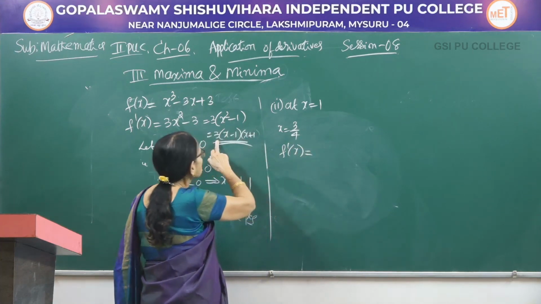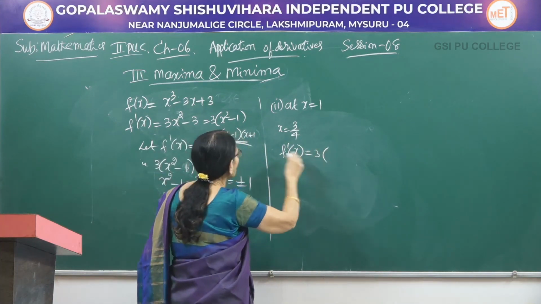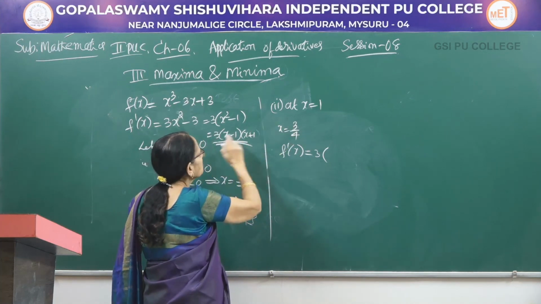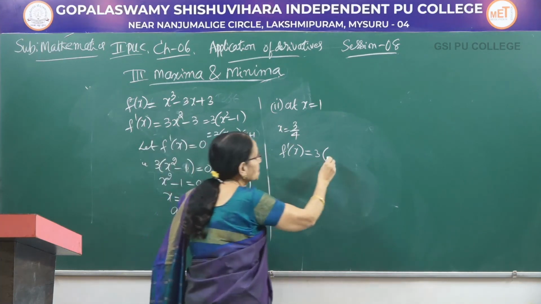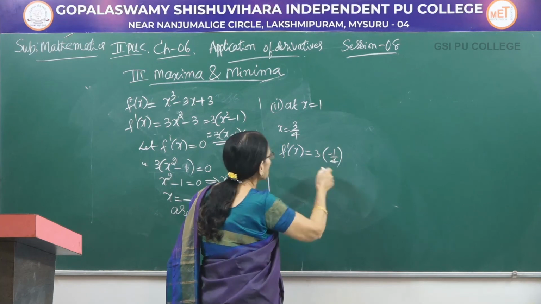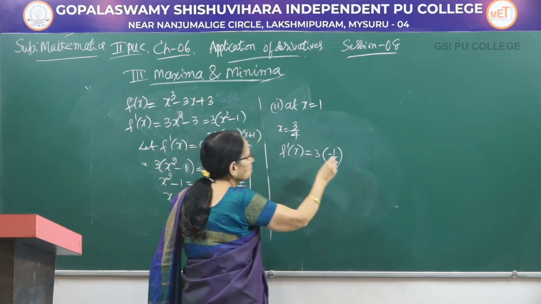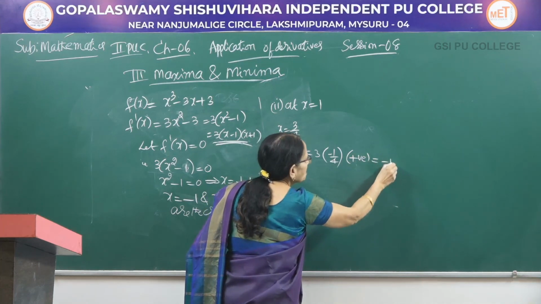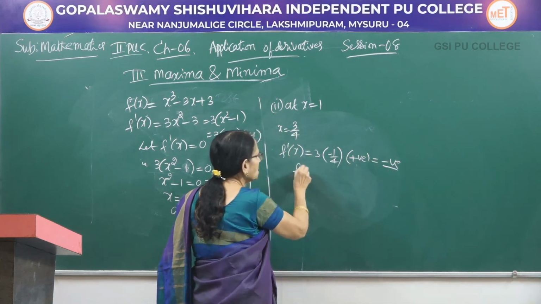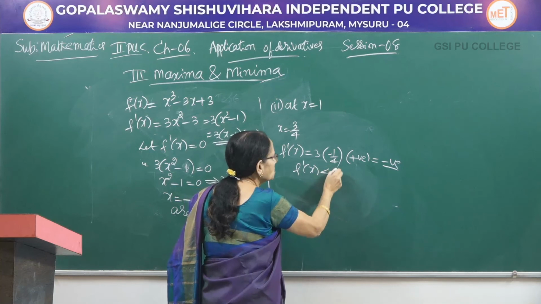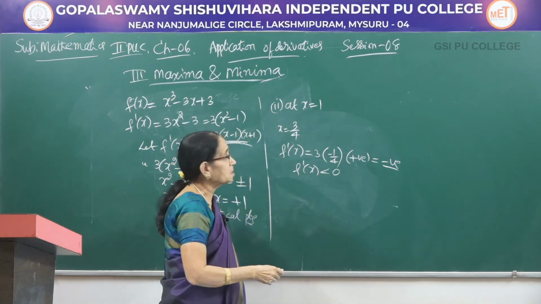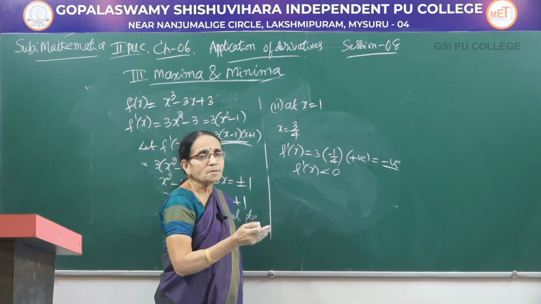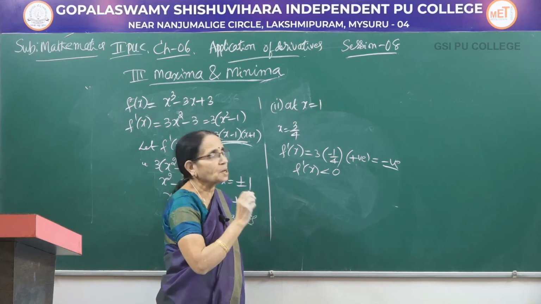Look here. 3 into 3 by 4 is positive, no problem. 3 by 4 minus 1 becomes minus 1 by 4. 3 by 4 plus 1 is positive. Isn't it? Plus into minus is minus, or negative. In other words, f dash x is less than 0, that is, when you take a value slightly less than 1, or to the left of 1.